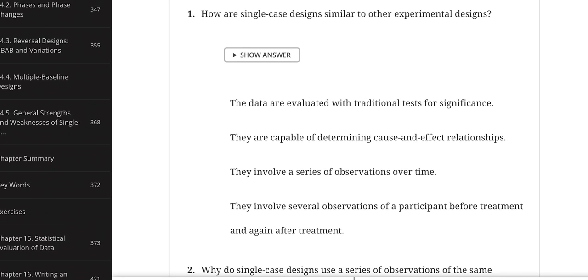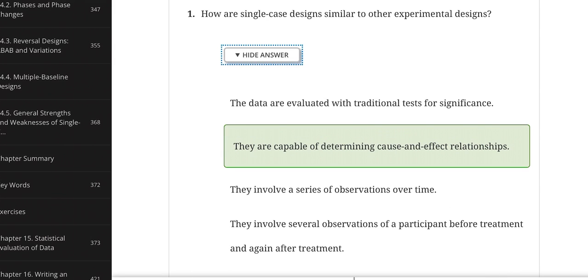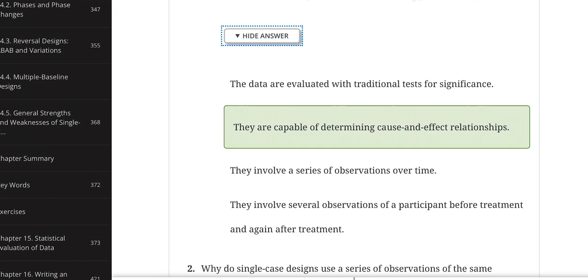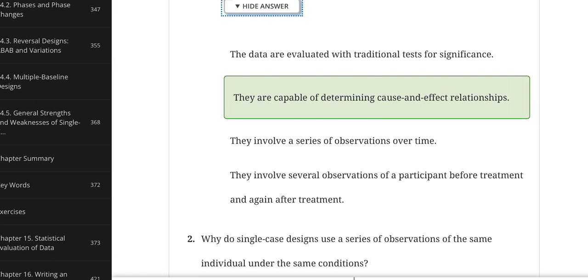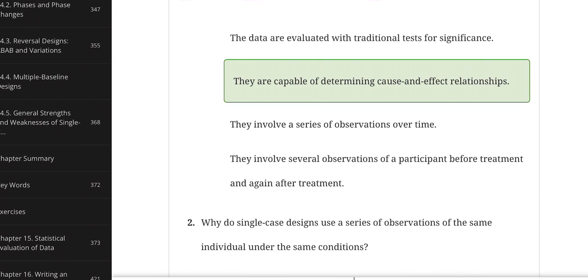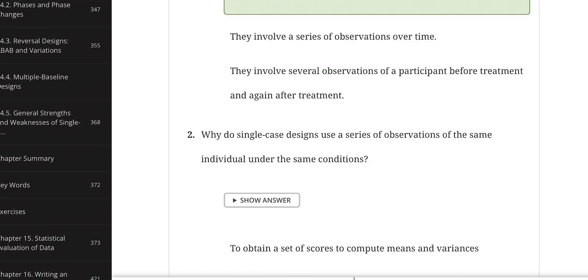They do involve a series of observations over time, but again, that has nothing to do with an experiment, and we're talking about how it's similar to experimental designs. And so the answer is that they are capable of determining cause and effect relationships, right? That is the key element of an experimental design, and that is why they are similar to other experimental designs. Again, they do involve several observations of participant before treatment and after treatment. That is true, but again, that is not a defining factor of an experimental design.